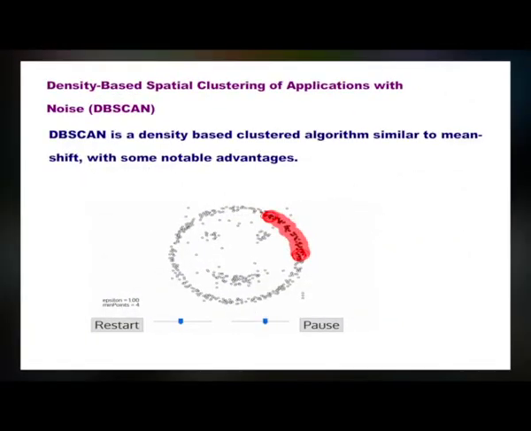Now, let us look at density based spatial clustering of applications with noise, called DBSCAN. DBSCAN is a density based clustering algorithm similar to mean shift, with some notable advantages. Now, let us look at this picture.